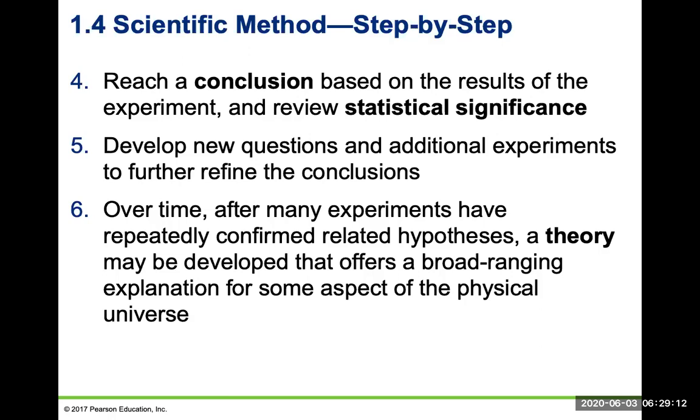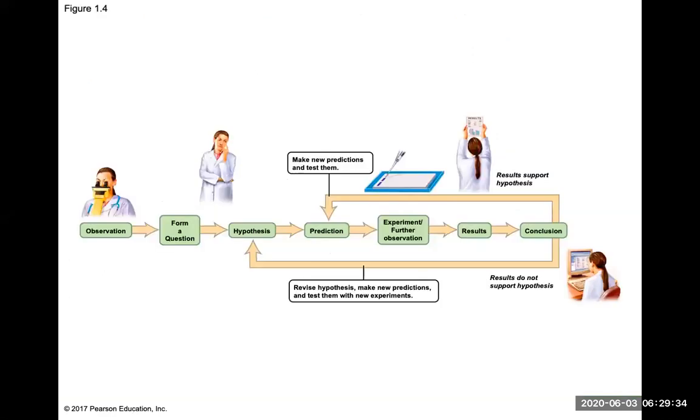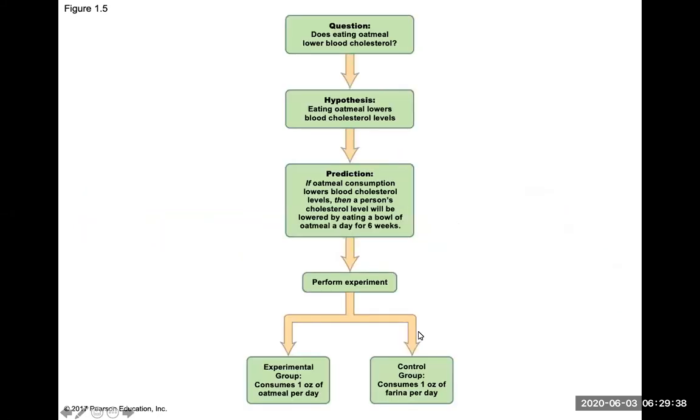You can develop new questions, do additional experiments to refine the conclusion, and then over time, after many experiments have repeatedly confirmed that hypothesis, a theory can be developed. And that offers a broad-ranging explanation for some aspect of the physical universe. So here's a look at the scientific method, the steps. I'll have you guys work through those.